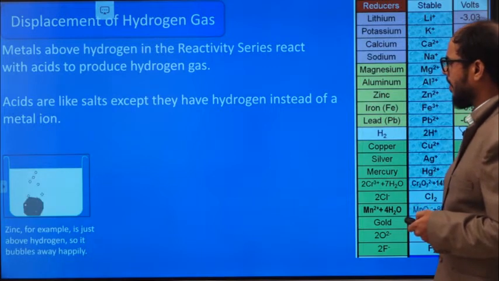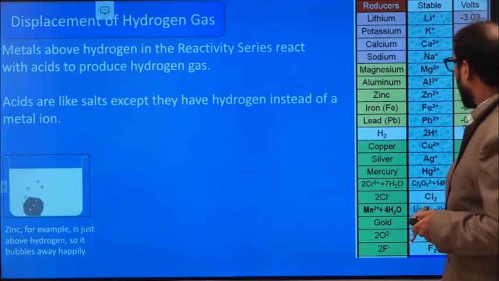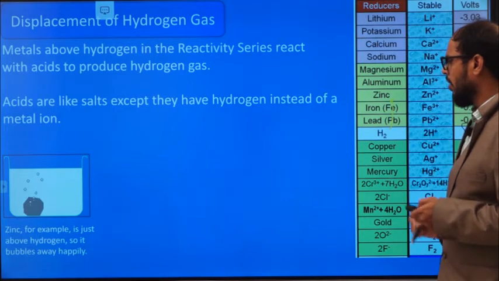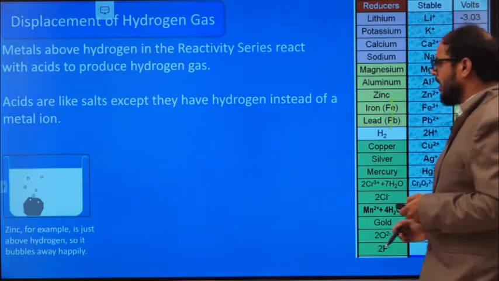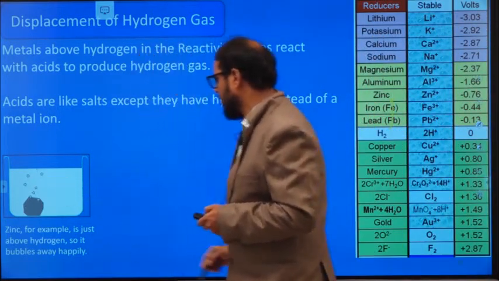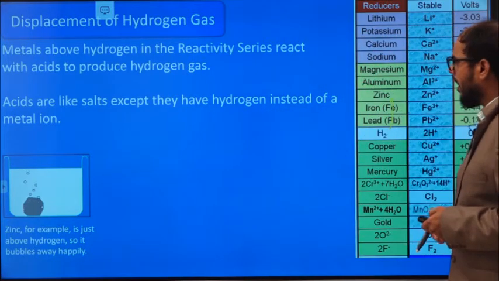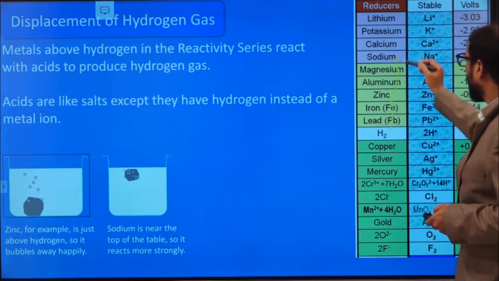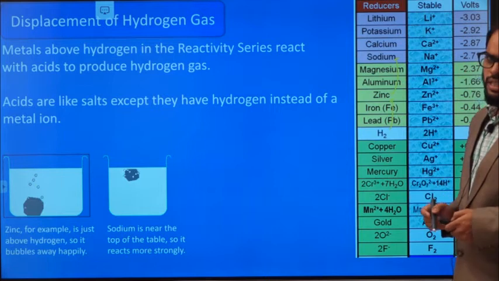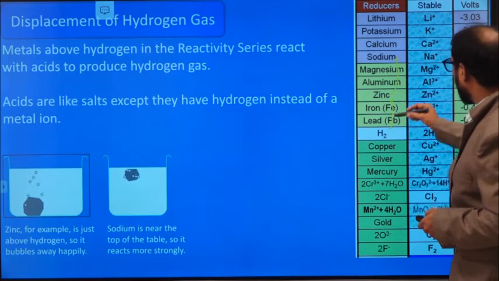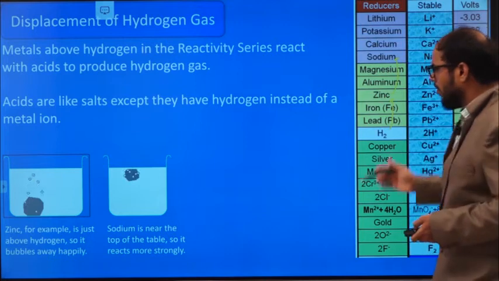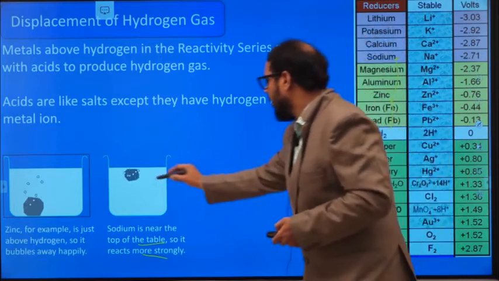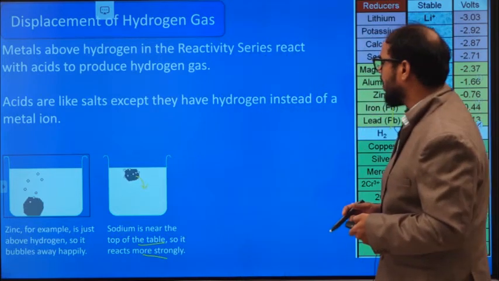Let us try to understand. Zinc is placed just above hydrogen, so it actually liberates hydrogen gas, and we can see the evolution of bubbles. Let us take another element. We have sodium, which is placed much higher than zinc in the electrochemical series. Since the difference between hydrogen and sodium is more, the sodium will react vigorously and liberate hydrogen gas very fast.